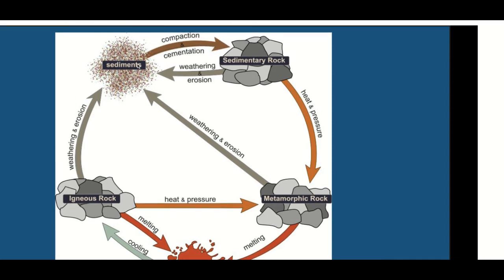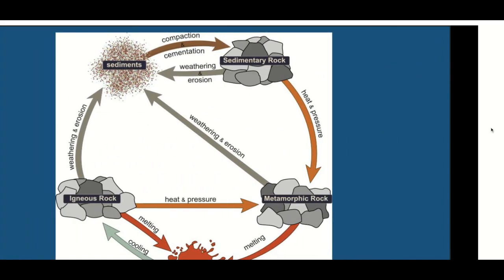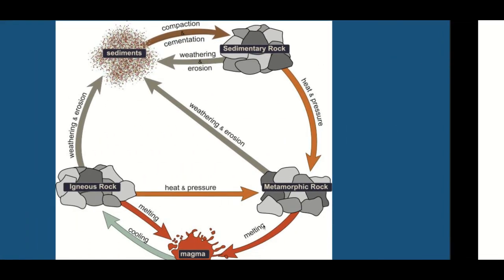Those sediments can then be compacted and cemented, combined, and turn into a sedimentary rock. The sedimentary rock can be subjected to heat and pressure and turn into a metamorphic rock. An igneous rock can also be subjected to heat and pressure and turn into a metamorphic rock. A metamorphic rock can also be weathered and eroded and turned into sediment and then turned into a sedimentary rock. A metamorphic rock can also be melted and turn into magma and become an igneous rock.